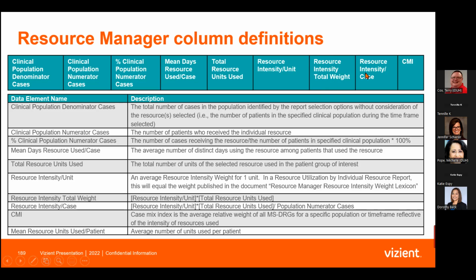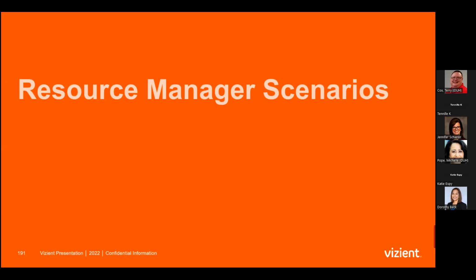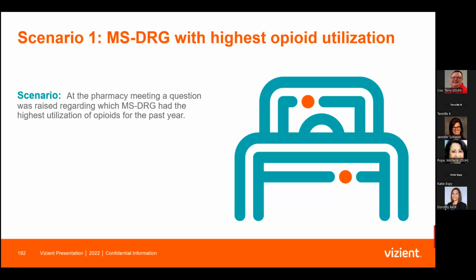The only difference when running a pharmacy category report, you'll see the DDD resource total dollar amount instead of the resource intensity. Same with the DDD resource dollar amount per case, but they're the same concept, just for pharmacy. All right, so we have time for a couple of scenarios.